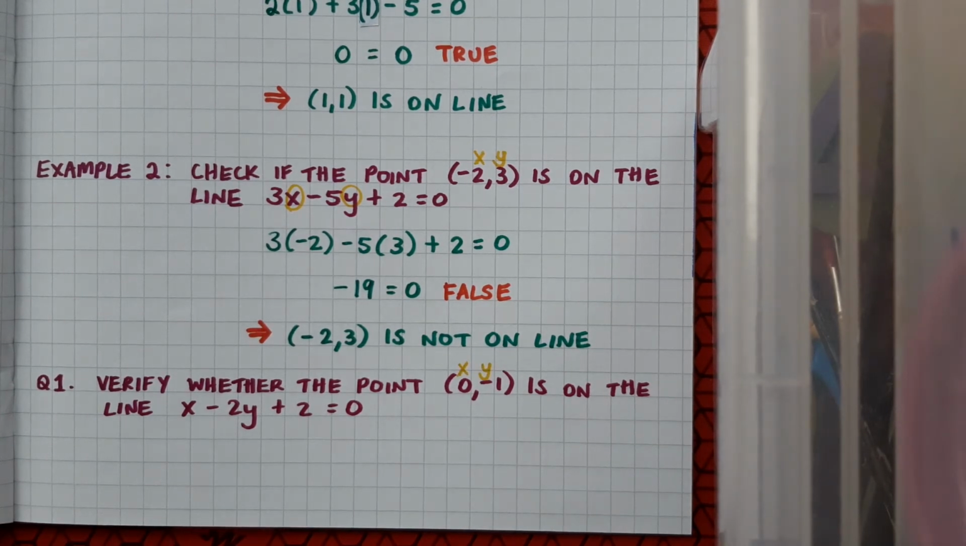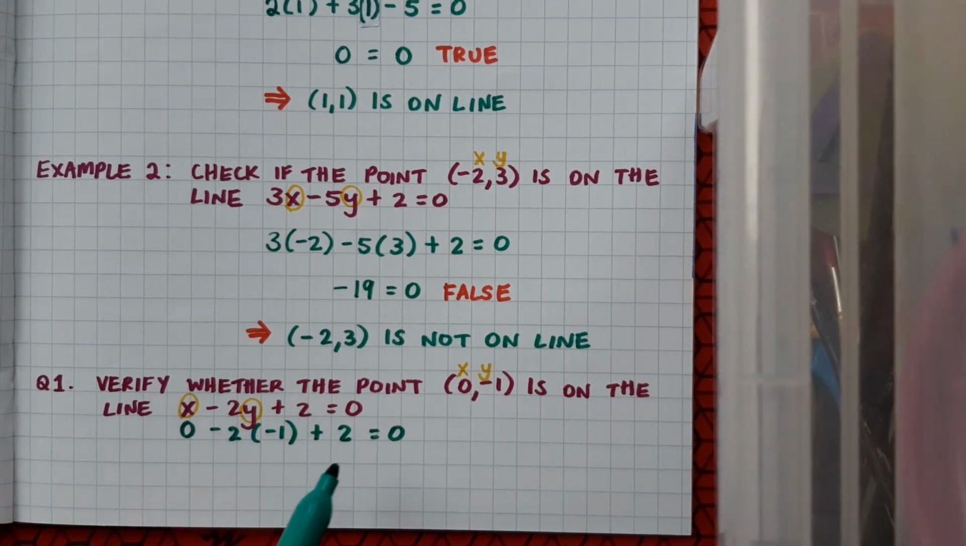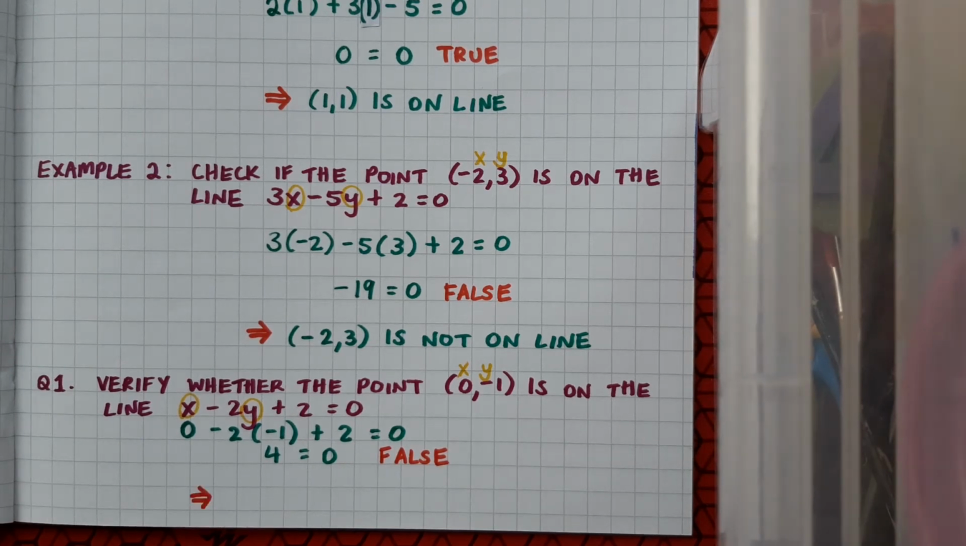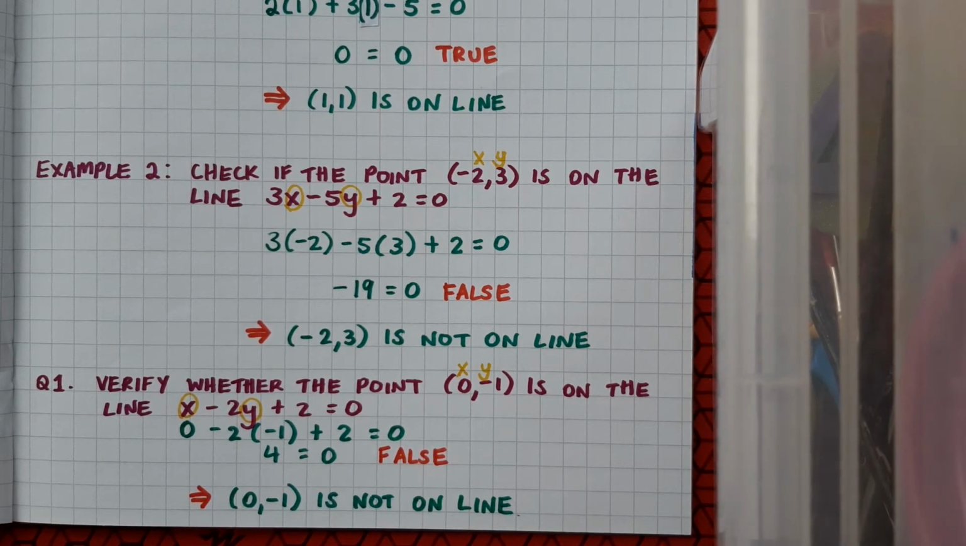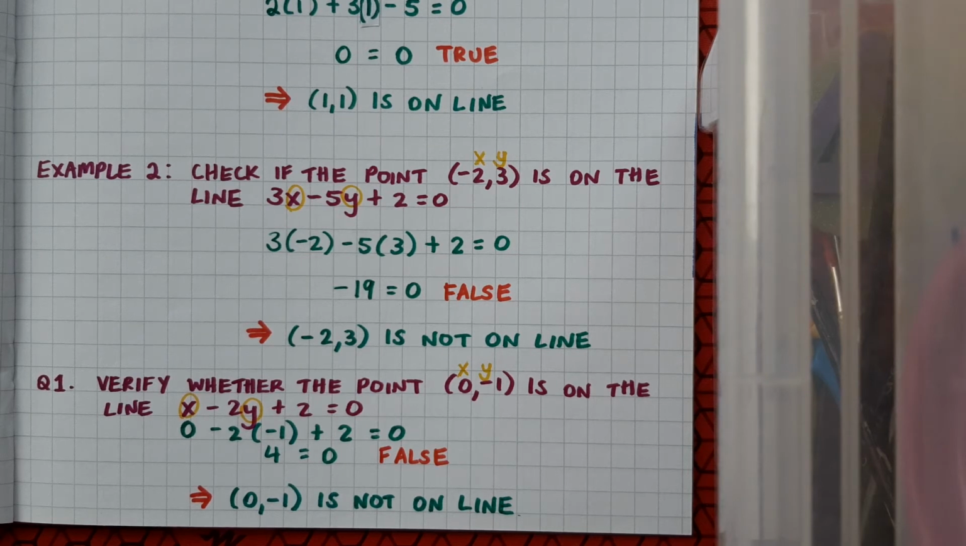Okay, so I know that my point has an x and a y. I'll replace the x and the y in the equation with that. I'll use the calculator to evaluate the left-hand side. I'll clearly note whether my result is true or false, and in this case it's clearly false, and then I'll state my conclusion. So this implies that the point (0, -1) is not on that line.